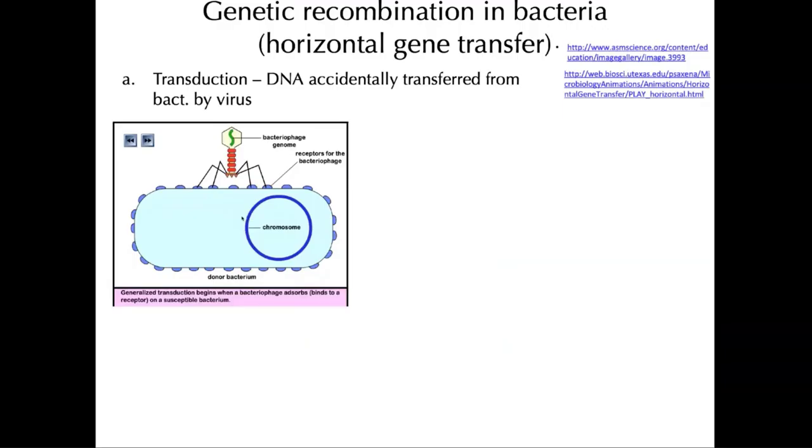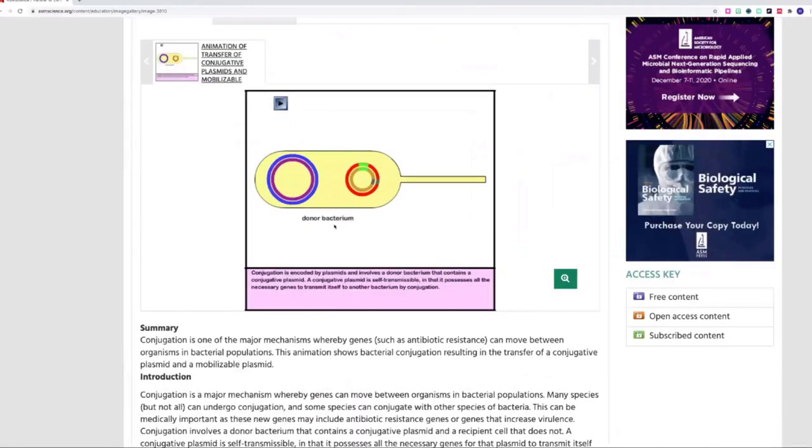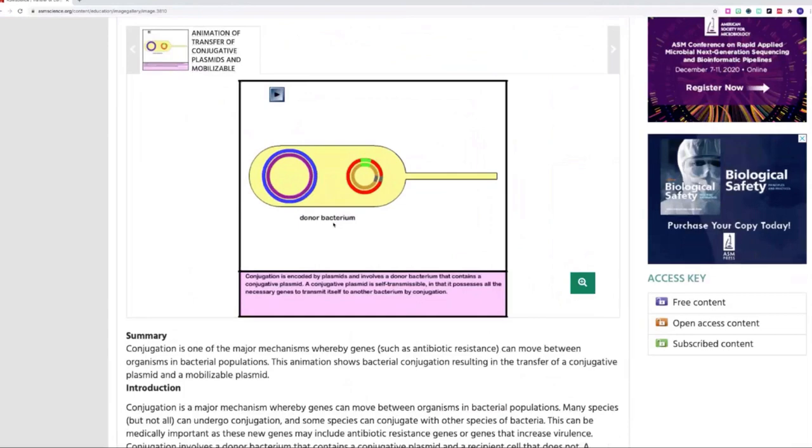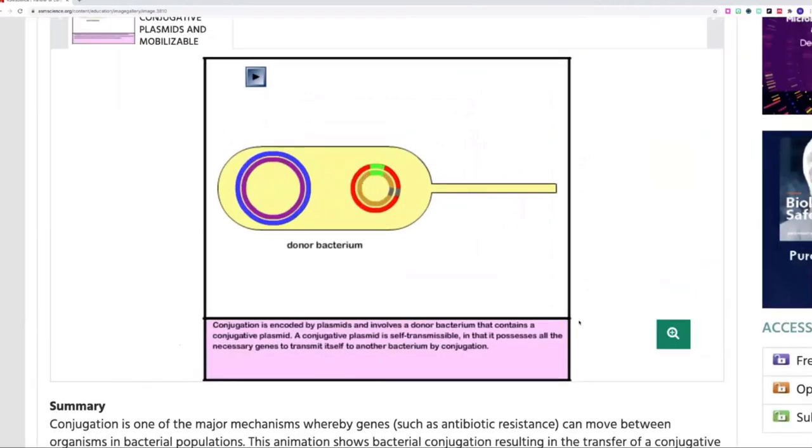And then the last type of recombination in bacteria is conjugation. Okay, so this is the donor bacterium. See that it has the F plasmid, so it's making that conjugation bridge. The nucleoid means the genetic DNA. There's the conjugative plasmid, which is the F plasmid. There's the conjugation pilus.